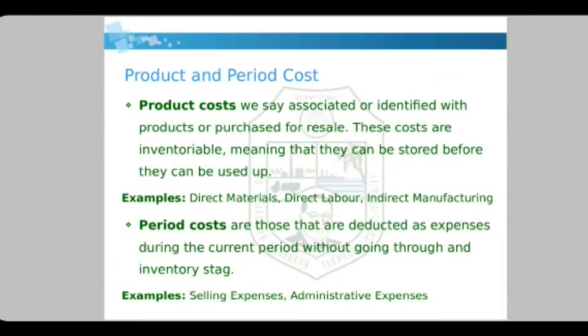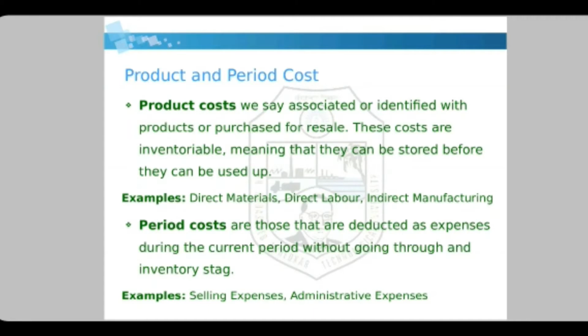So what is product cost and what is period cost? Product cost is associated or identified with a product or purchased for resale. These costs are inventoriable, meaning that they can be stored before they are used up.